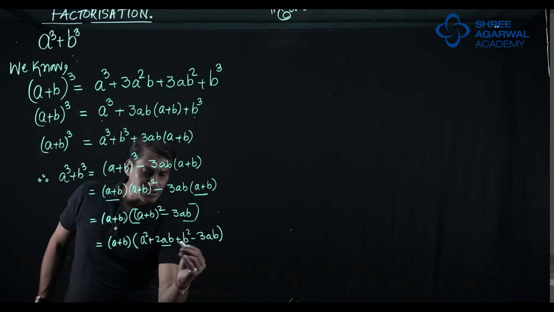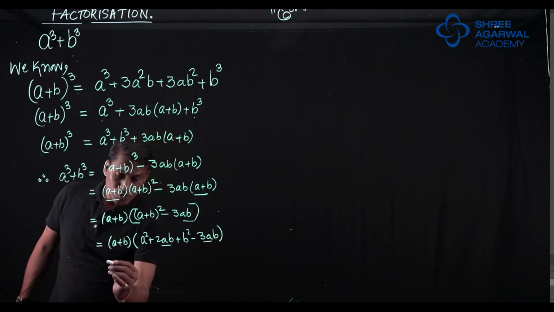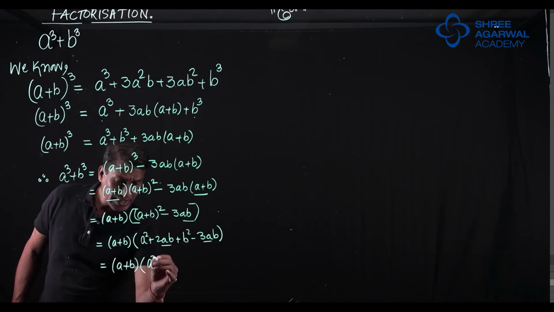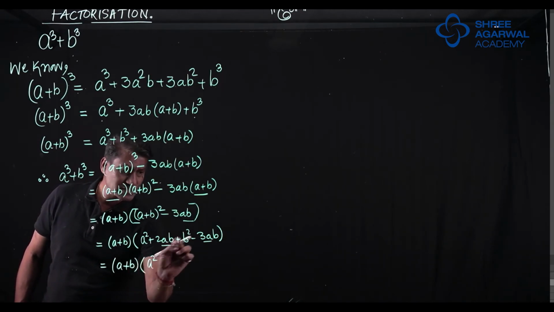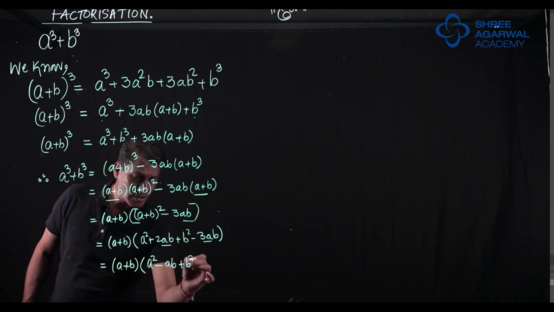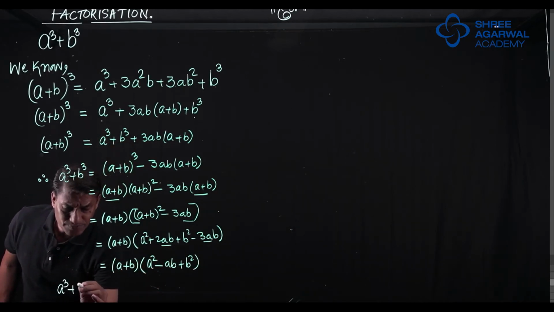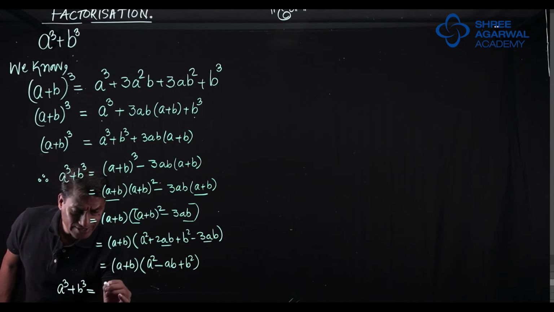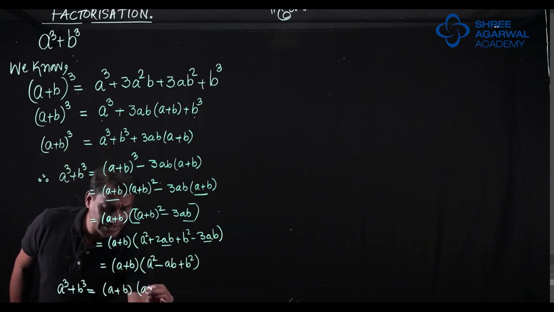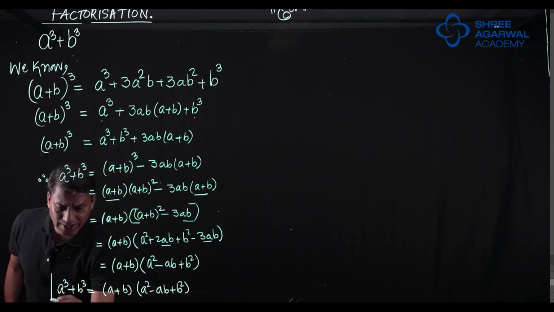Sir, these two terms are similar terms, like terms. So they have to be taken together. So a plus b into a square, 2 apples minus 3 apples is minus 1 apple. So finally, a cube plus b cube has 2 factors. First factor is a plus b, second factor is a square minus ab plus b square.